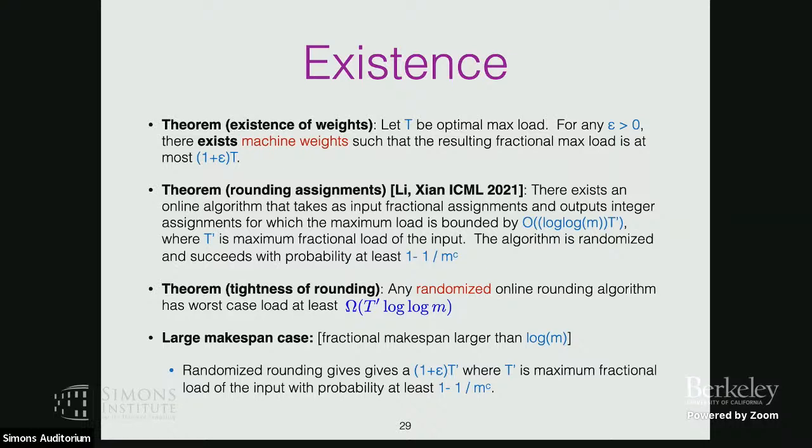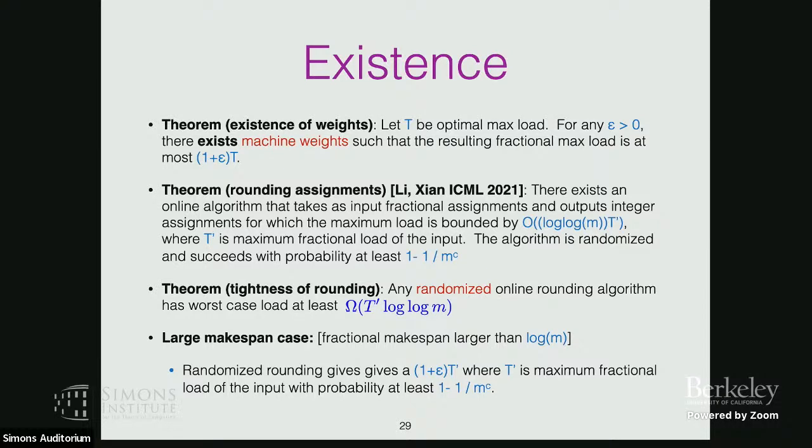Now there's another problem. What do we want? Well, we want integer assignments. So imagine I give you perfect weights. It gives me an online algorithm to do the fractional allocation, but I want to round it to an integer solution. But luckily we can do that.